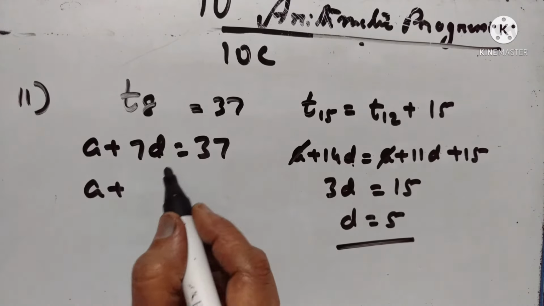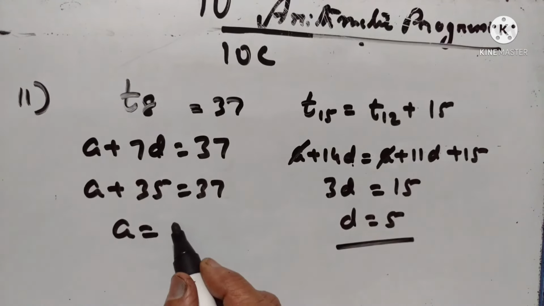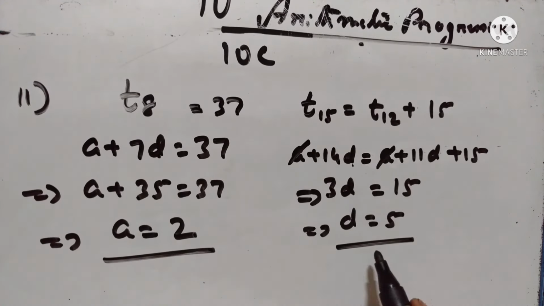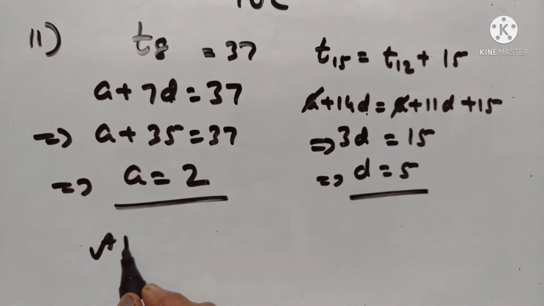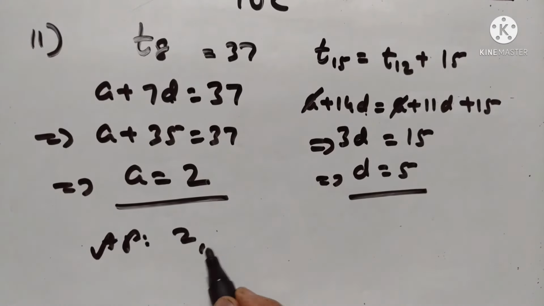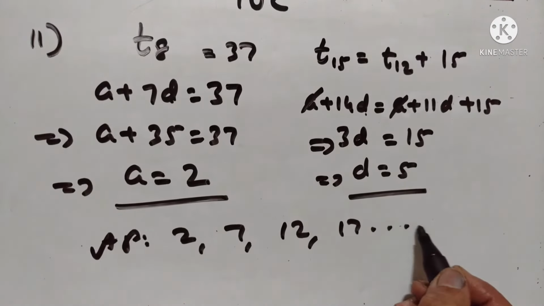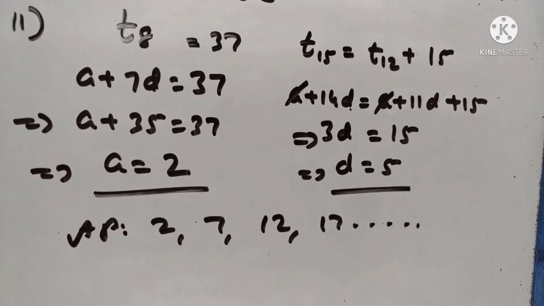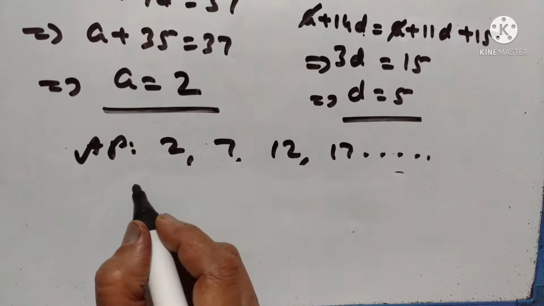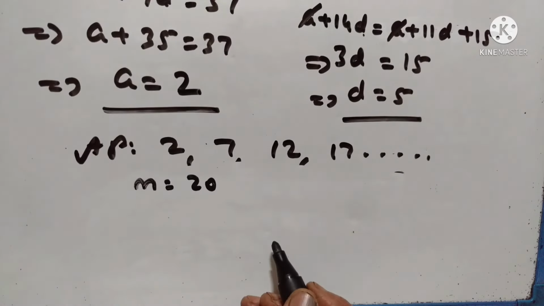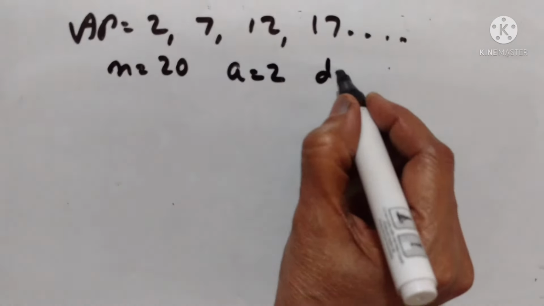So A plus 7 into 5, which is 35, is equal to 37. A is equal to 37 minus 35, which is equal to 2. D is equal to 5 and A is equal to 2. So the AP is 2, 2 plus 5 is 7, 7 plus 5 is 12, 12 plus 5 is 17, and so on. Also find the sum of first 20 terms of this AP. N is equal to 20, A is equal to 2, D is equal to 5.